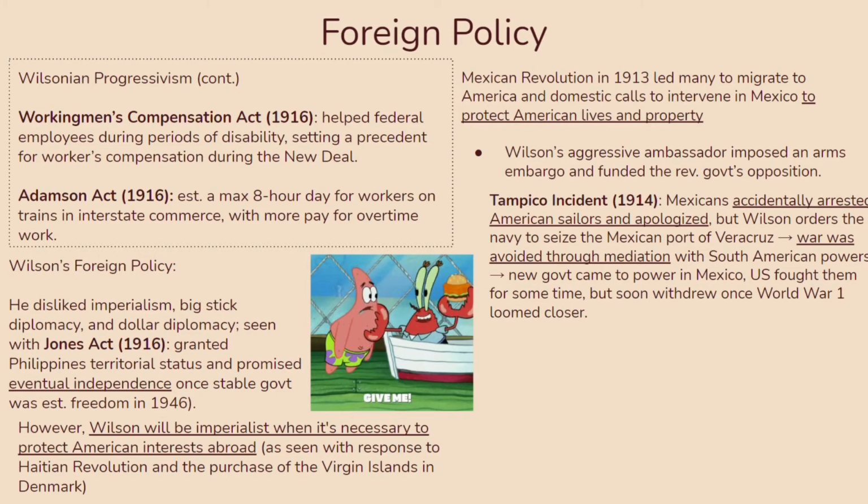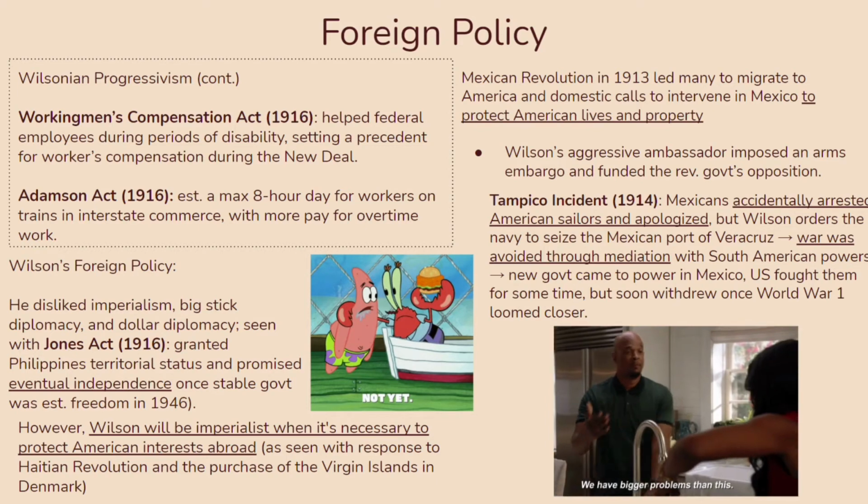So some Mexicans accidentally arrested American sailors and later apologized to them, but Wilson ordered the Navy to seize the Mexican port of Veracruz. And ultimately, war was avoided through mediation with South American powers, but when this new rebel government came to power in Mexico, following the revolution, the U.S. fought them for some time, but soon withdrew because World War I was looming closer.